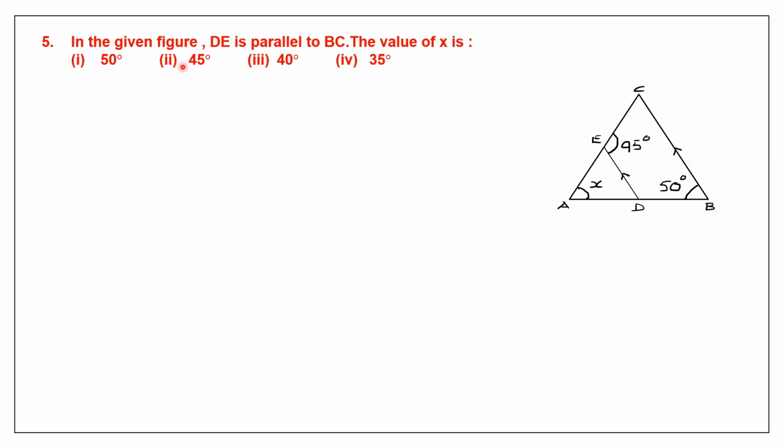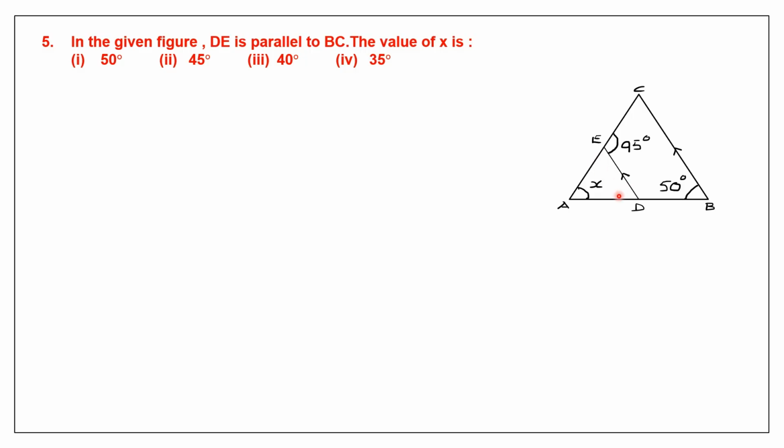Question 5. In the given figure, DE is parallel to BC. We have to find the value of x, and x is here. Now we need to find the value of this angle. Now to find the value of this angle, we can use different ways. Now we can take a triangle ABC, and we know that the sum of angles of a triangle equals 180. So here we have x, here we have 50, but here we don't have an angle. So we can find that. That is one way.